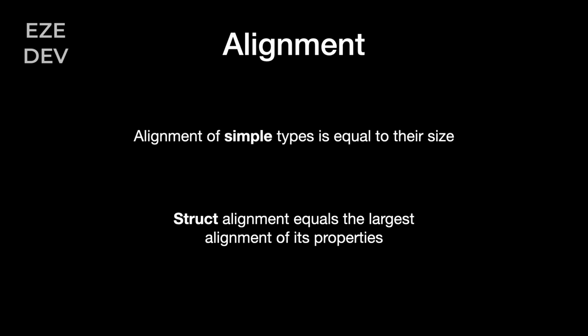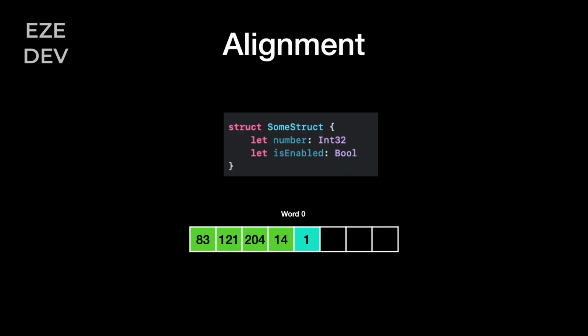It's easy to guess that the alignment of simple types like Int, String, Bool, and so on is equal to their size, simply because they need to leave space for themselves to fit within one word. The alignment of complex types, such as structures, is equal to the maximum alignment of their properties. That's something to remember. Let's go back to the first example and consider this structure from an alignment standpoint. In this case, there is enough space for all of the properties. Int32 starts from byte 0, and the boolean property can start from any byte.